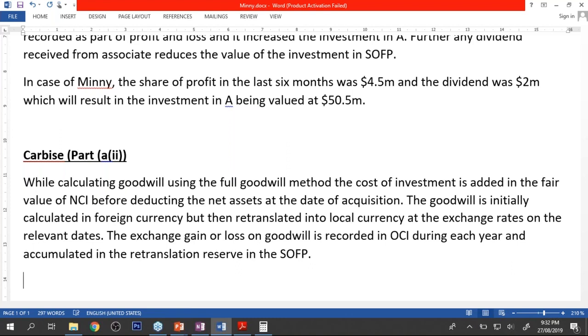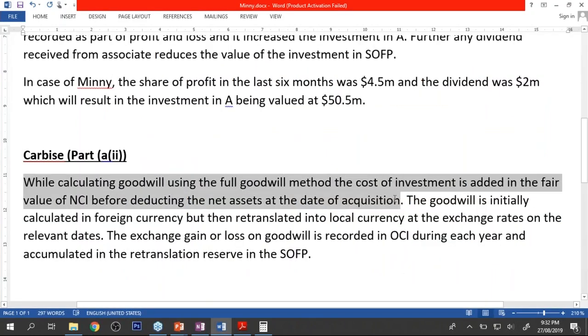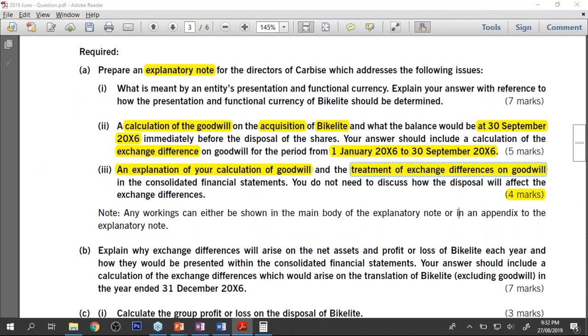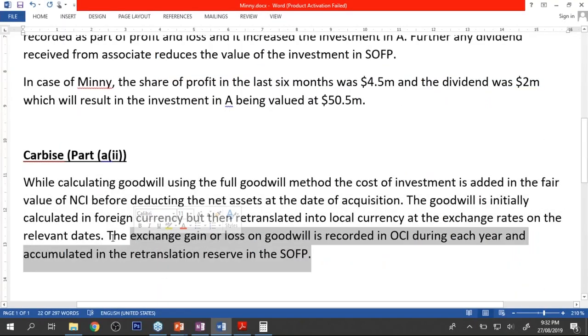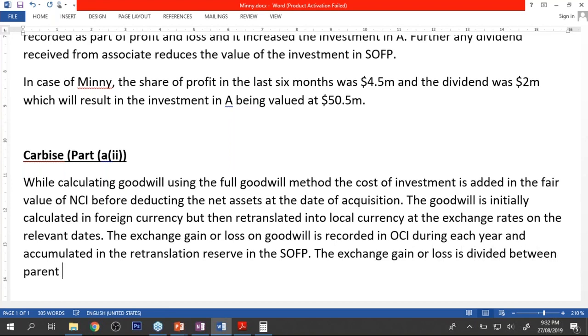So this is the simple answer of the question. It was asking how to calculate goodwill. We have mentioned how we calculate goodwill till over here, and then it said how to treat the differences. This goes to OCI and in the retranslation reserve. The exchange gain or loss is divided between parent and NCI in their respective shareholding percentage.